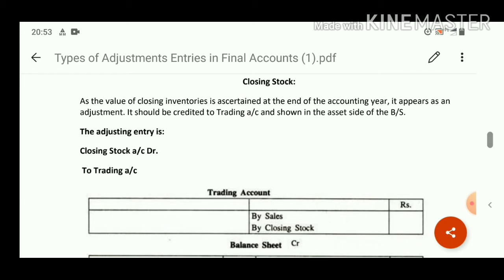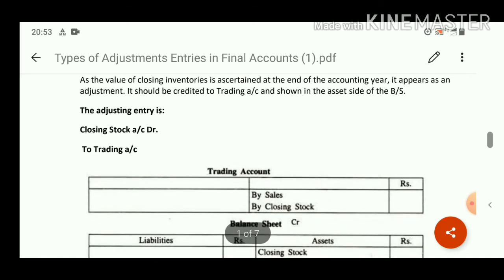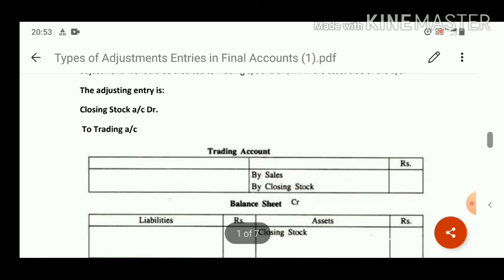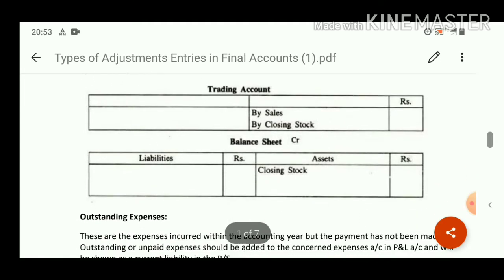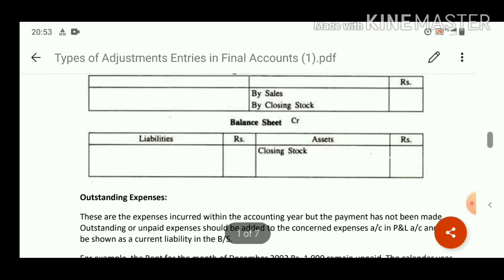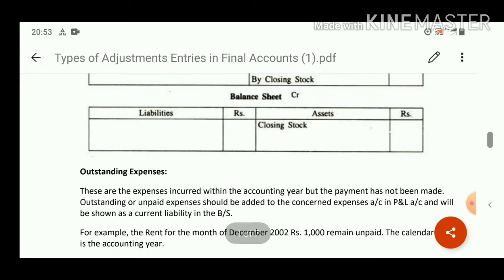The closing stock is ascertained at the end of the accounting year, because you carry out all the production process throughout the year, and whatever is left at the end of the accounting year will be considered as the closing stock. So naturally the closing stock will appear as an adjustment outside the trial balance. And how it is going to be treated: I record it as closing stock on the credit side and simultaneously in the balance sheet in the asset column as closing stock.